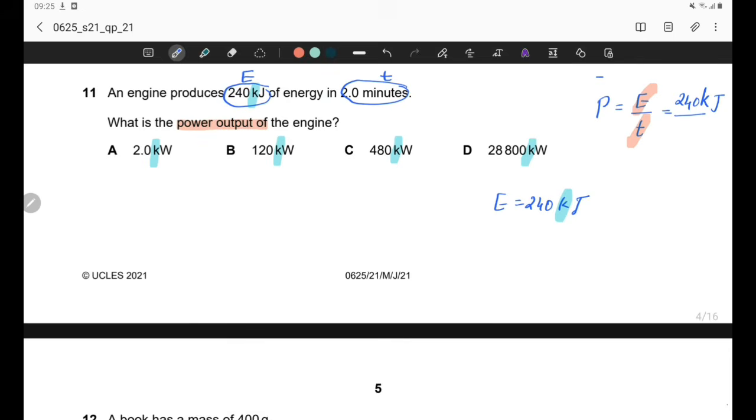Joule over time, which is 2 minutes. So we have to convert minutes into seconds. We should multiply minutes with 60, so we will get seconds. And the answer is 2 kilowatt. The unit of power is watt. So the correct answer is option A.